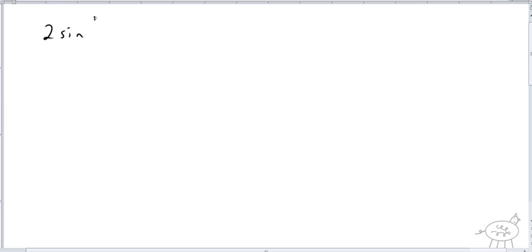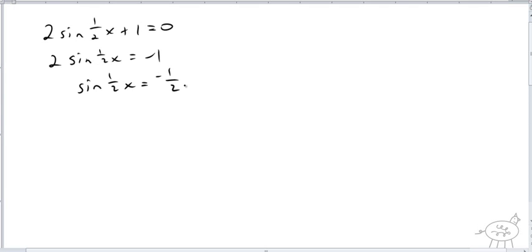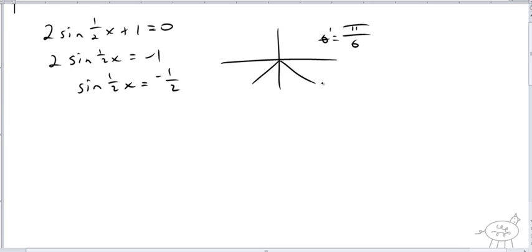2 sine of 1/2 x plus 1 equals 0. So we're going to get 2 sine of 1/2 x equals negative 1, divide by 2, so sine of 1/2 x equals negative 1/2. Okay, what's the reference angle? Well, sine of what is 1/2? You guys agree it's going to be pi over 6, that's my reference angle. And sine is negative here and here, right? So it's half the number of answers. Okay, that's interesting.